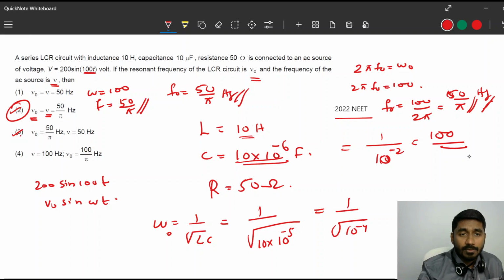Everyone, check what I found. Initially I found the resonant angular frequency omega naught and the resonant frequency. I got 50 by pi. Then from the source voltage I took omega as 100 and f as 50 by pi. So omega and resonant frequency both are the same. We can equate the answer as option number 2. Let's move on to the next question now.